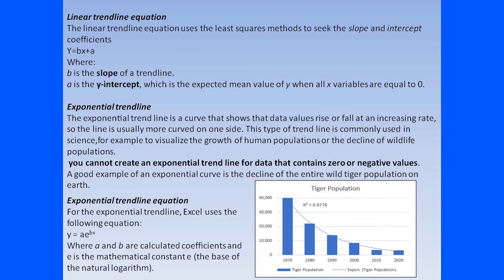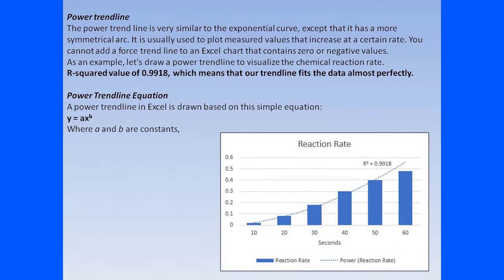Okay. I can give you a good example to plot an exponential curve, that is the decline of the entire wild tiger population on earth. So the equation for the exponential trend line is y equals a times e raised to the power bx, where a and b are calculated coefficients and e is the mathematical constant. Next, I'll talk about the power trend line.